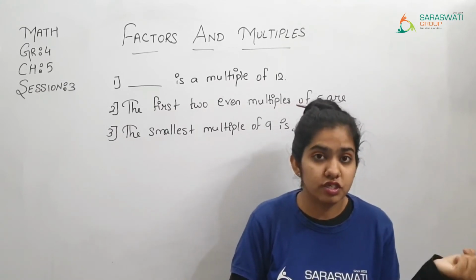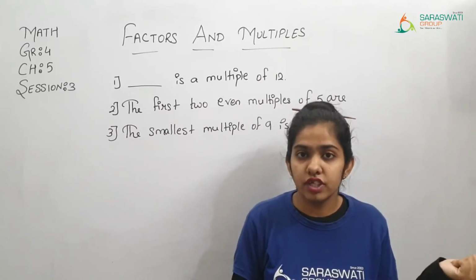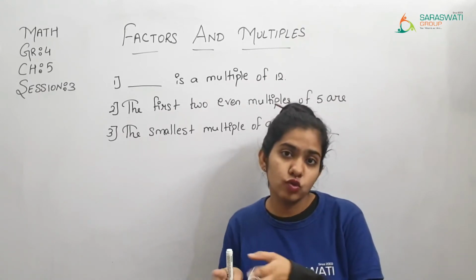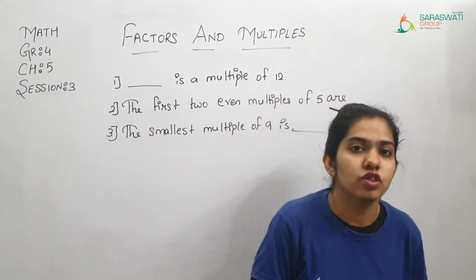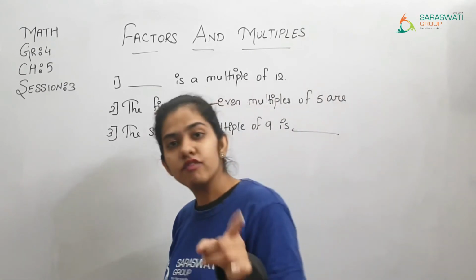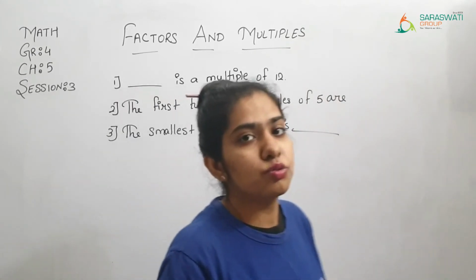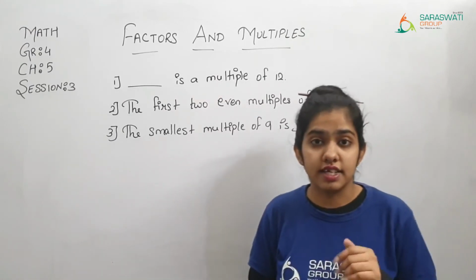So first option is 5. 5 ના ટેબલમાં પણ 50 આવે. 5 tens are 50. And 25 માં પણ આવે. That is 25 twos are 50. So 50 is the multiple of 5 and 25. So in this way you are supposed to choose the correct option and write down the answer.